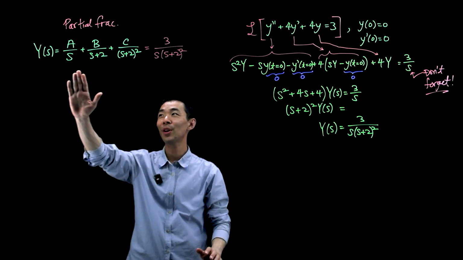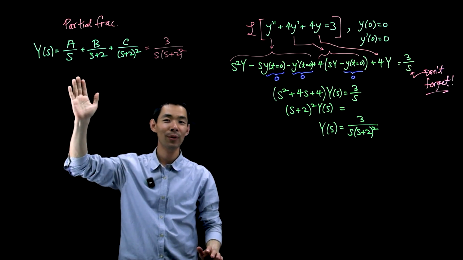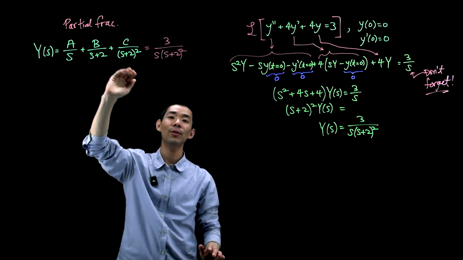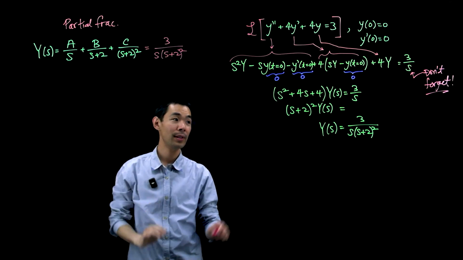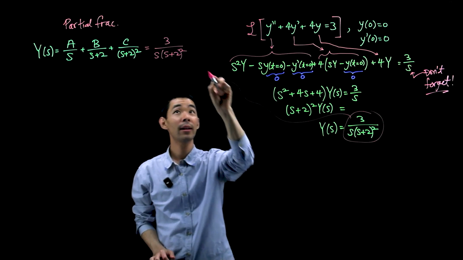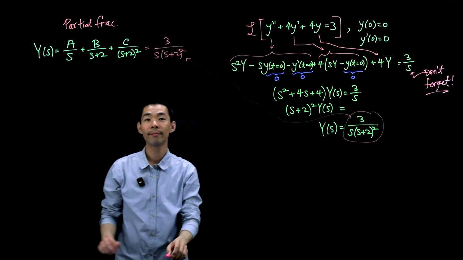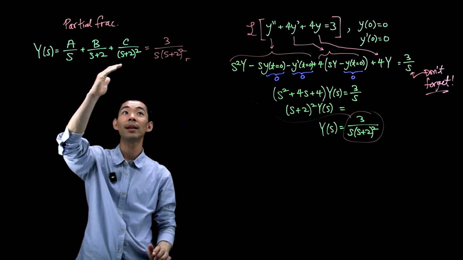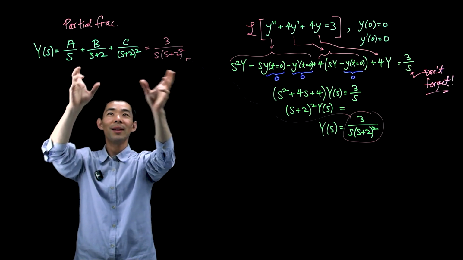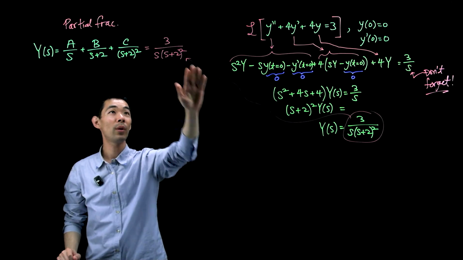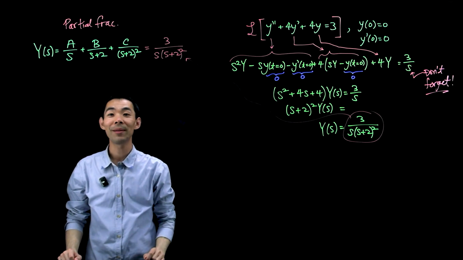Okay, so here are the terms. A constant a that we were trying to find over s, plus b over s plus 2, plus c over s plus 2 squared. All of that must equal this guy, and so I just brought that over there. Now it just comes down to finding a, b, and c by taking the product, seeing what's missing from each term, and equating it with the numerator, which in this case is equal to 3.